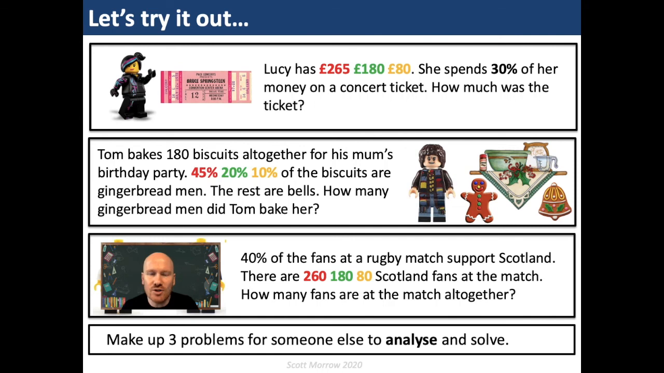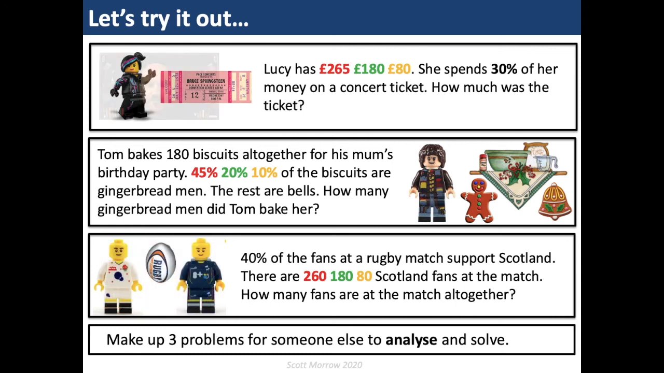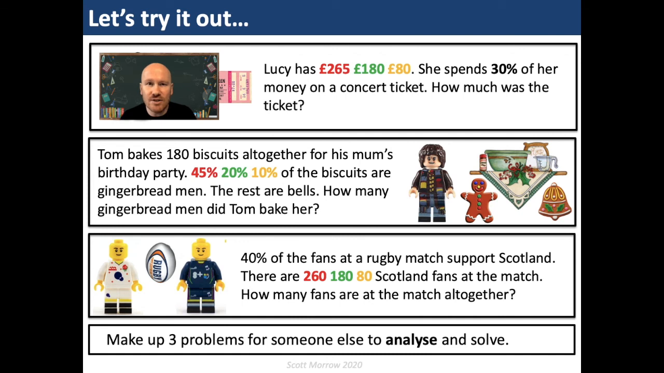Question 2, I'm going to use the green value. Tom bakes 180 biscuits altogether for his mum's birthday party. 20% of the biscuits are gingerbread men. The rest are bells. How many gingerbread men did Tom bake? And for the third question, I'm going to use the red value. 40% of the fans at a rugby match support Scotland. There are 260 Scotland fans at the match. How many fans are at the match altogether?